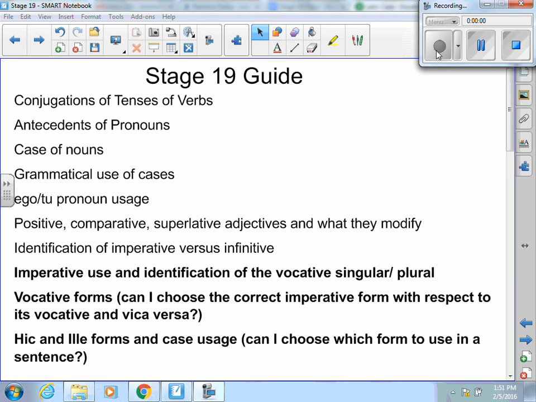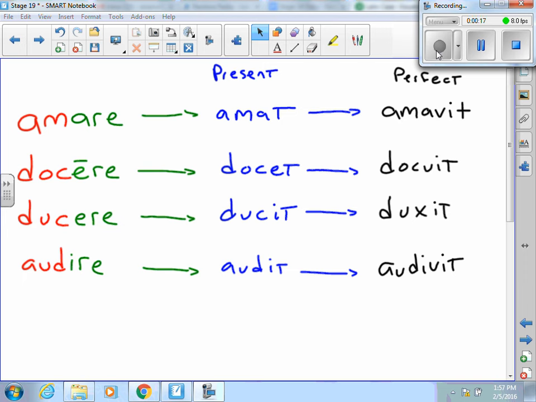This is a stage 19 review. I gave you a stage 19 guide just like this one. It basically goes over the things that you need to know for the test, for example, conjugation and tenses of verbs. So first, let's look at what makes something a conjugation.